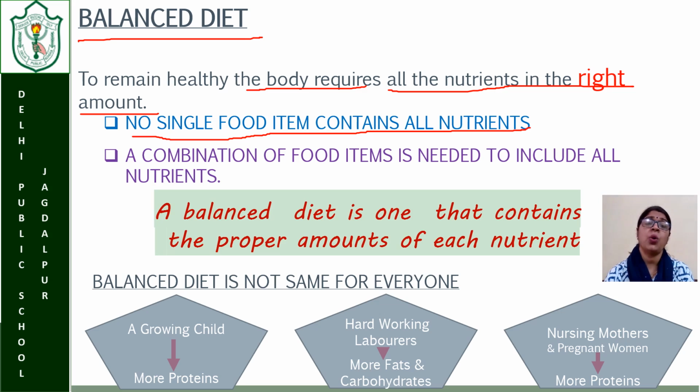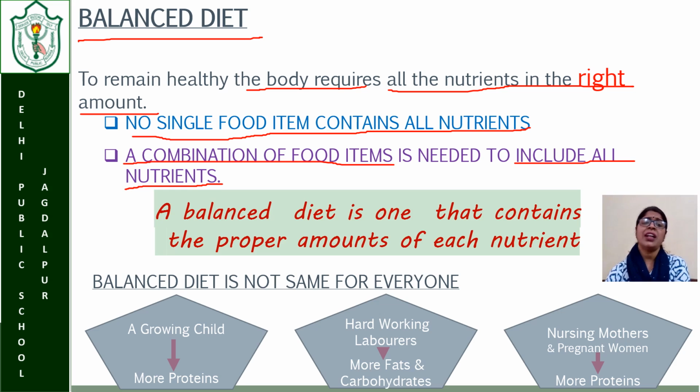Like if you are eating only potato every day as a vegetable, will you get all the other vitamins and minerals? No. So what do we have to do? We have to combine food items to include all the nutrients. So write down this definition. A balanced diet is one that contains the proper amounts of all the nutrients, which keeps us healthy and growing.